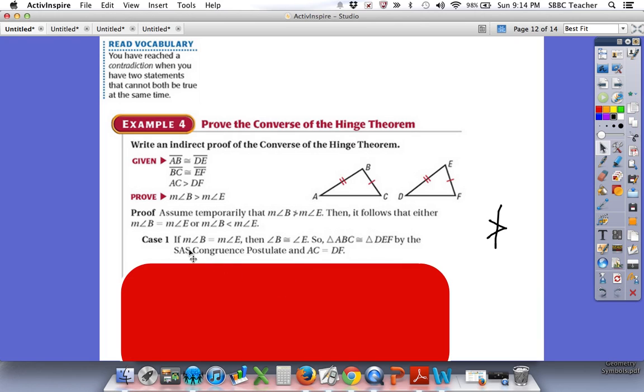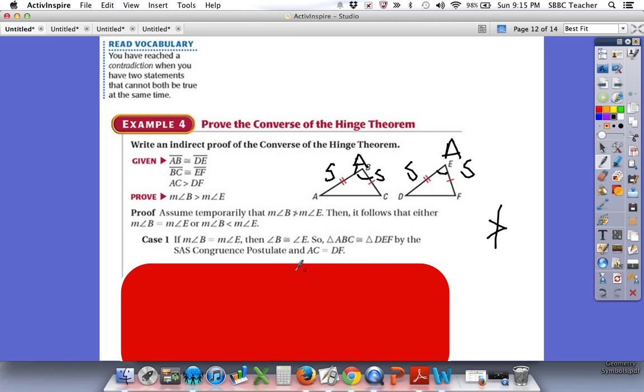Case 1. If the measure of angle B is equal to the measure of angle E, then the angles are congruent, and that would make these two triangles congruent by SAS. So if these angles were equal, notice it's side, angle, side, and side, angle, side. Now, that's not what we're trying to prove. We're trying to prove that this angle is actually greater than that angle.